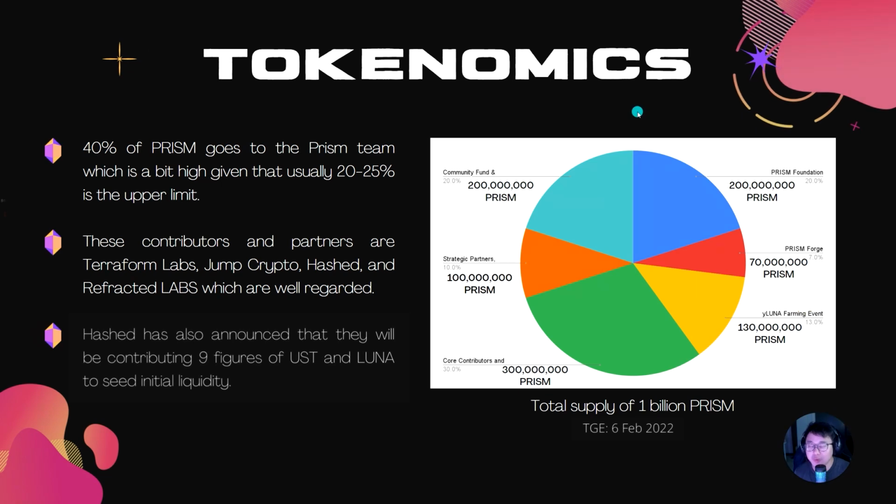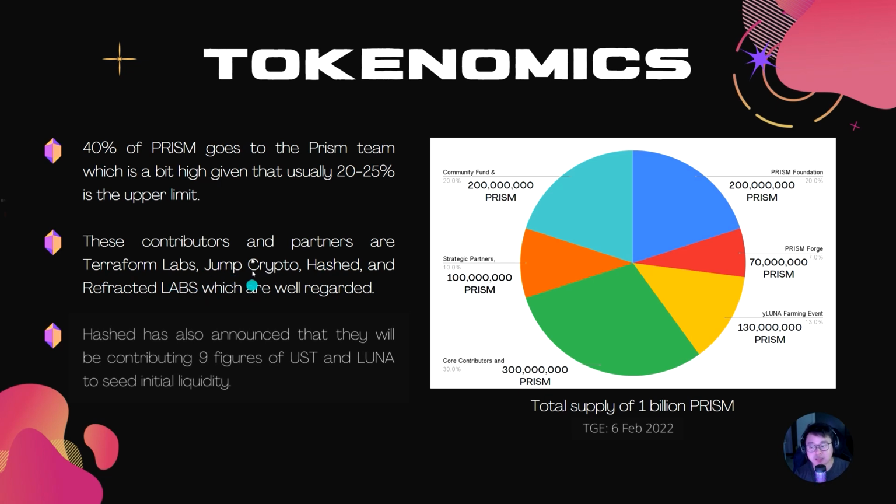So in terms of tokenomics, there have been some concern because 30% of it are core contributors, as well as 10% of it is strategic partners, and these are regarded by the people in crypto as generally like the Prism team in a way, and that's usually quite high because usually if you watch previous videos, we tend to prefer 20 to 25% as the upper limit for team tokens. But do keep in mind that these contributors and partners are basically Terraform Labs, Jump Crypto, Hashed, and Refracted Labs, which are all very well regarded as investors.